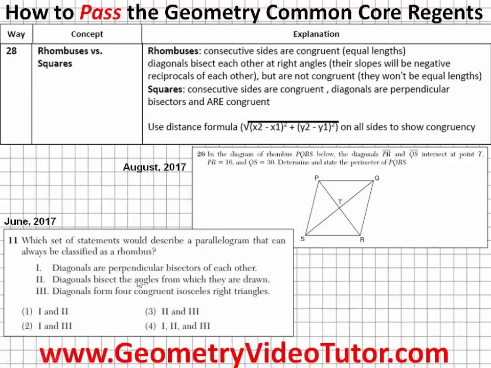The diagonals bisect the angles from which they are drawn. So what they're saying is that this angle and this angle are equal. These angles are equal, right? So that's true too. So 1 and 2 could be right. This does not have Roman numeral 2, so that's out.